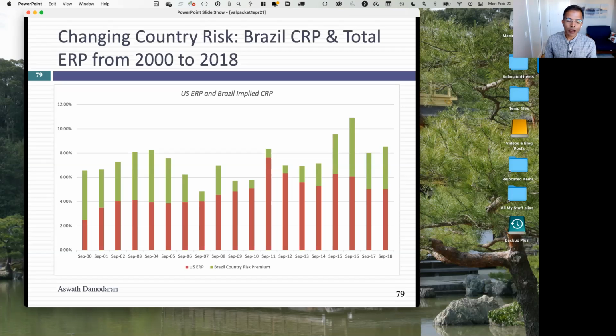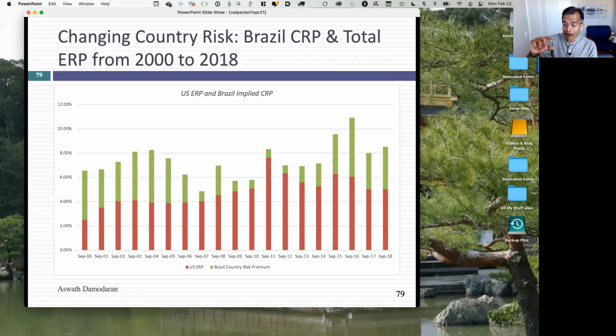And in fact, the other country I've done implied premiums for regularly is Brazil. And just to show you how dynamic these implied premiums are, the way I did this was I did the implied premium for the US and the implied premium for Brazil every September, going back almost 20 years. So you look at the start of this graph. Early in the graph, Brazil is very risky. The implied equity risk premium in Brazil is almost twice the implied equity risk premium in the US.